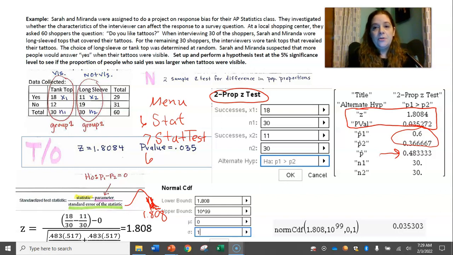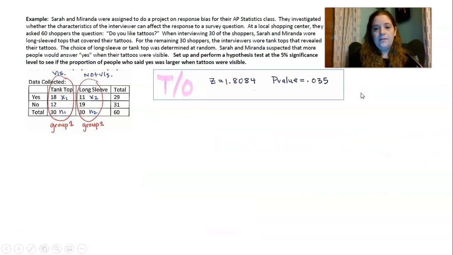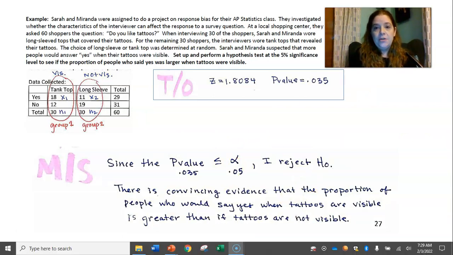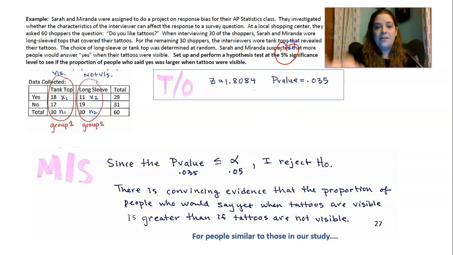All right, so now let's make a decision here. So this p-value is 0.035. The problem tells us it's a 5% significance level. So since it's a 5% significance level, we look at our p-value. Our p-value is less than or equal to alpha. P-value is low, reject the H-naught. All right, so since the p-value is less than alpha, I reject the null hypothesis.